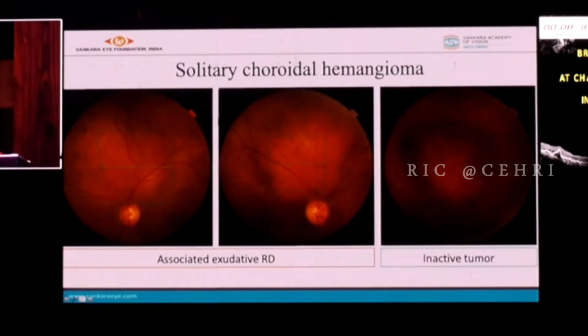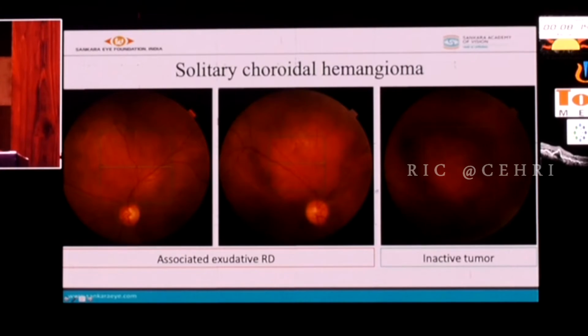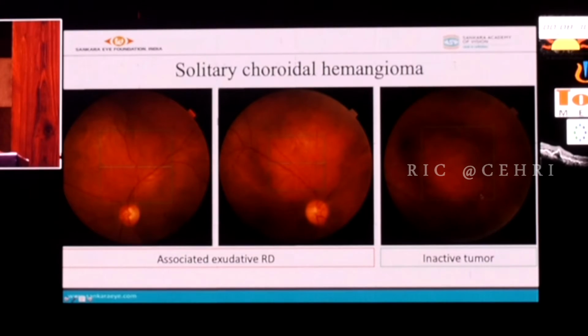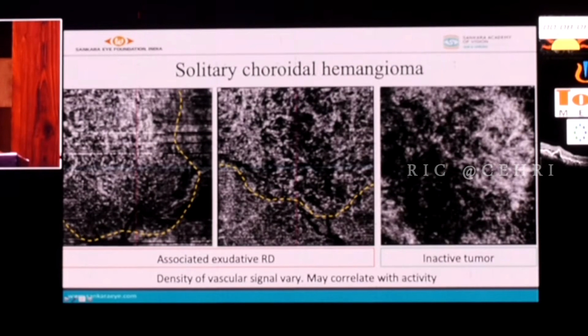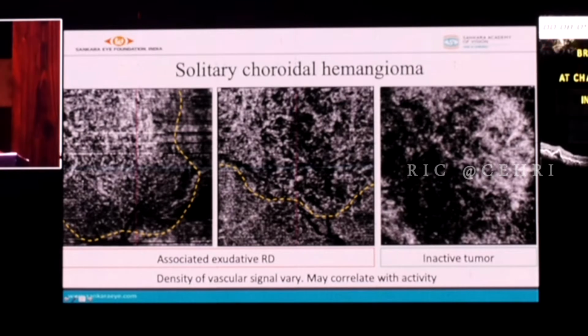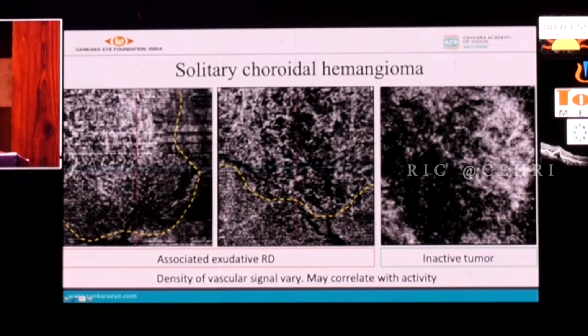So, 3 different solitary choroidal hemangiomas. These 2 are associated with exudative RD, and this one is an inactive tumor which does not have exudative RD. Let's look at the OCTA of all these 3. You can see the signal void areas are more in the tumor which is not leaking. So you can have an indication as to which tumor is leaking, which tumor is not leaking, or not going to leak much, by looking at the OCTA. So with more hyperreflective areas, the tumor leaks. With less hyperreflective areas or more signal void areas, it does not seem to be leaking much.